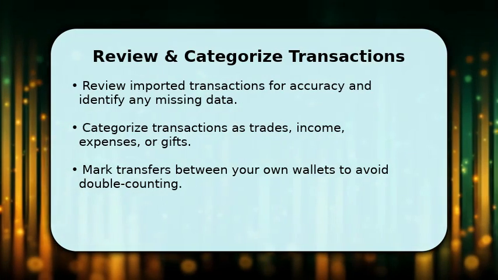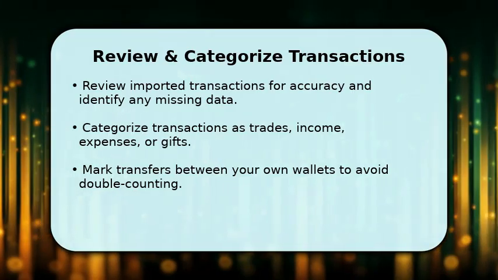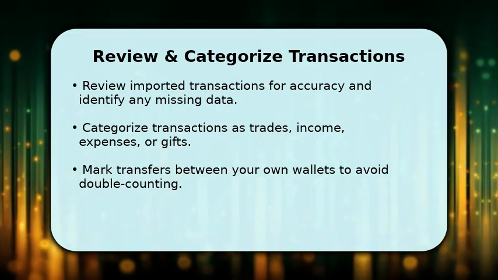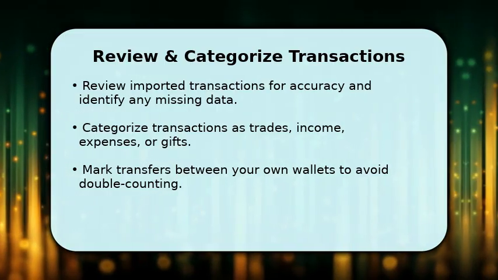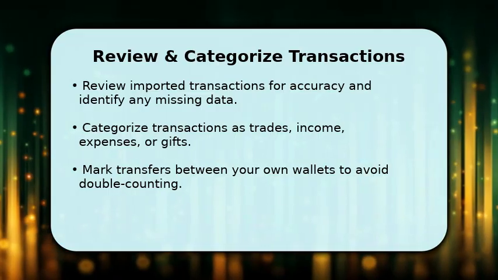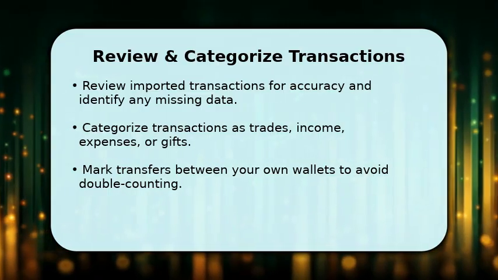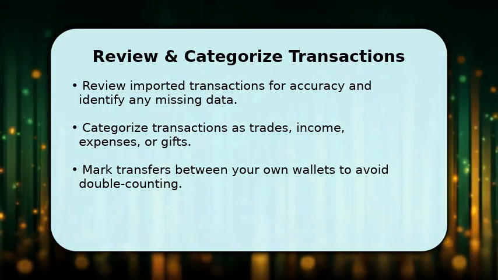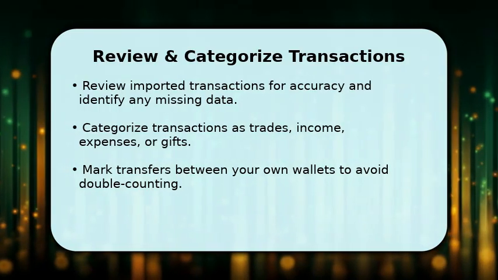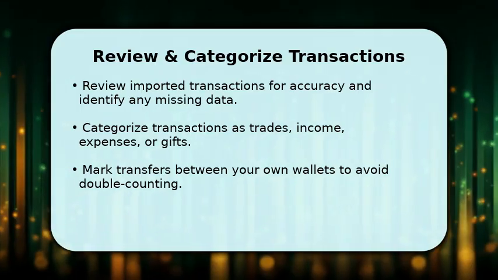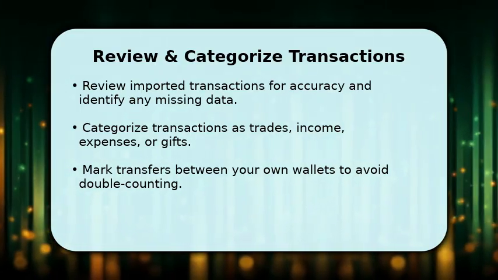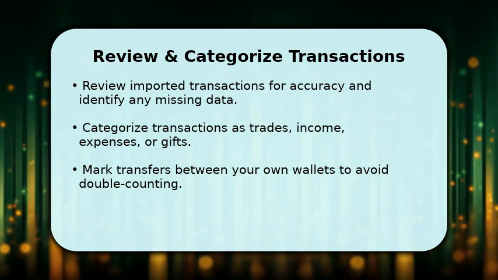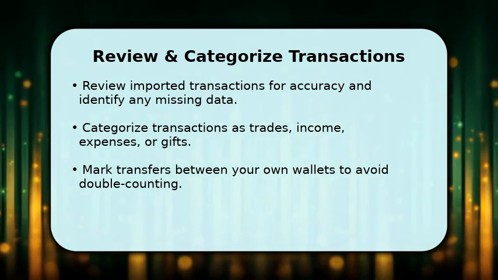Once your data is imported, the next step is to meticulously review and categorize your transactions. Koinly helps you identify and correct any missing or incorrect data points. You'll categorize each transaction, distinguishing between trades, income, expenses, and gifts. It's also vital to mark transfers between your own wallets to prevent them from being mistakenly counted as taxable events. This careful review ensures the integrity of your financial records, leading to accurate tax outcomes.